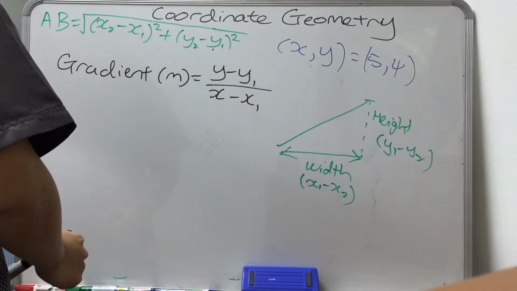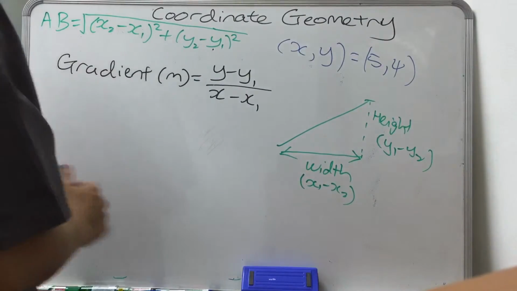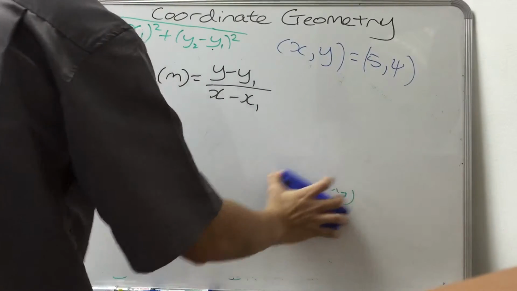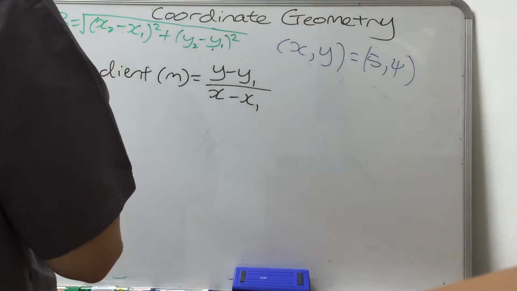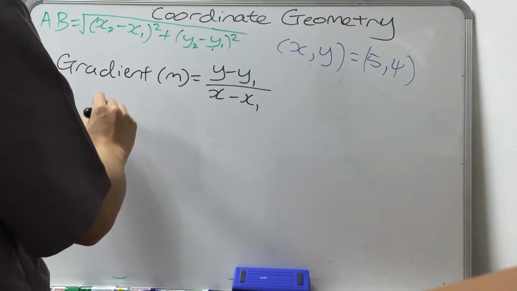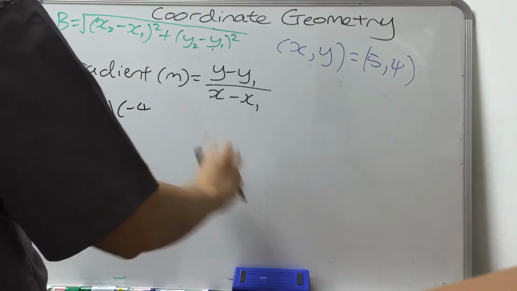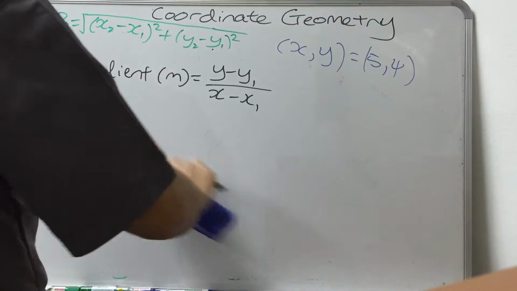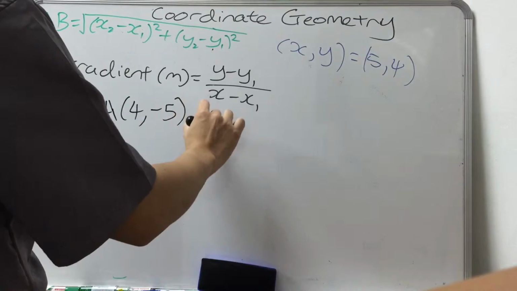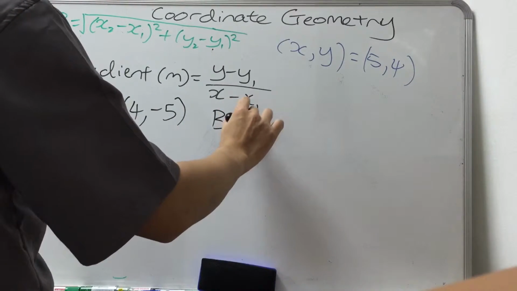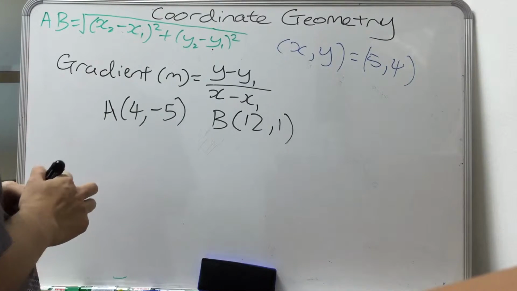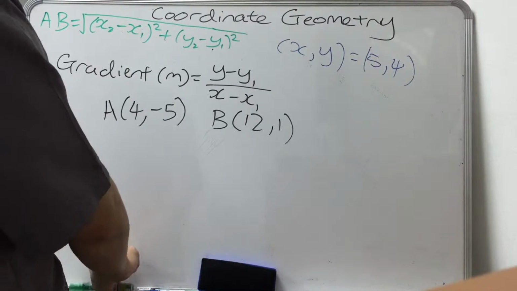Over here we have an example. Find the gradient of a line joining these 2 points. Point A is (4, minus 5) and point B is (12, 1). What is the gradient of the line joining these 2 points?